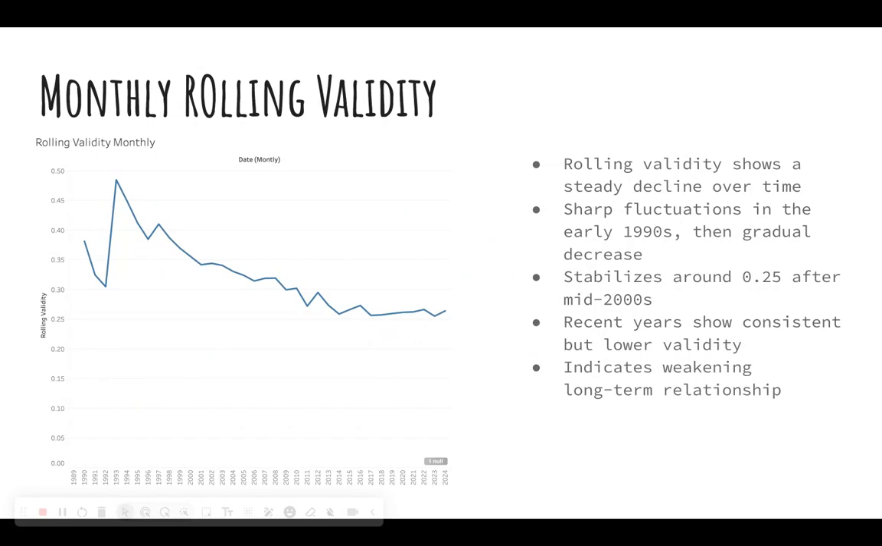Our next model shows monthly rolling validity, which measures how strong the relationship between our portfolio and the market has been over time. In the monthly version, we see a steady decline beginning in the early 1990s and stabilizing around 0.25 after the mid-2000s. This means our model's predictive strength, or the portfolio's connection to market movements, has weakened over time, though it's become more stable. This could reflect changes in market behavior, evolving portfolio strategies, or simply a more efficient market. For investors, it signals that the portfolio has become less predictable relative to the market, but not necessarily riskier.